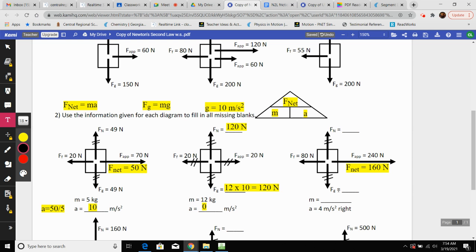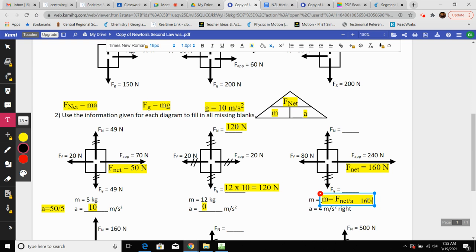How can I get my weight? F sub g is mass times gravity. So I need to know what the mass is. Don't know what that is. Well, now that I have net force, I have F net and acceleration. So to solve for m using the triangle, M is equal to F net divided by A. F net was 160, and the acceleration was 4. What's 160 divided by 4? 40. And the unit for mass is kilograms.